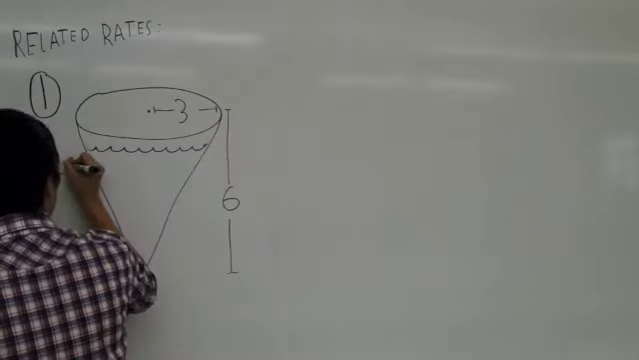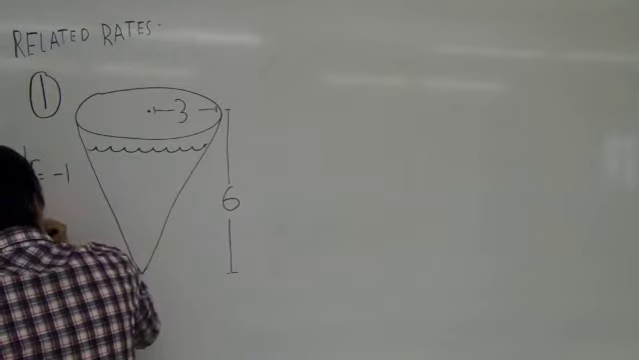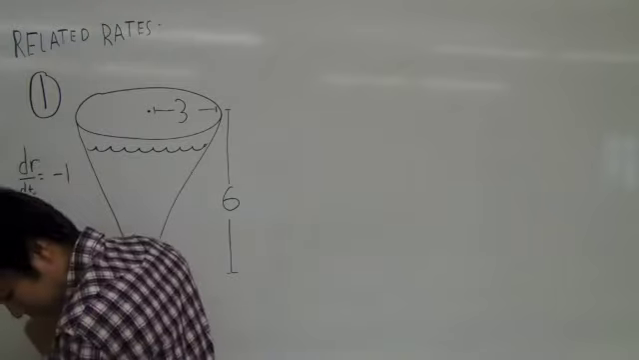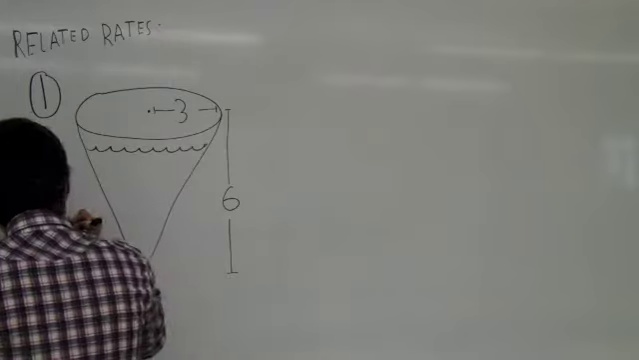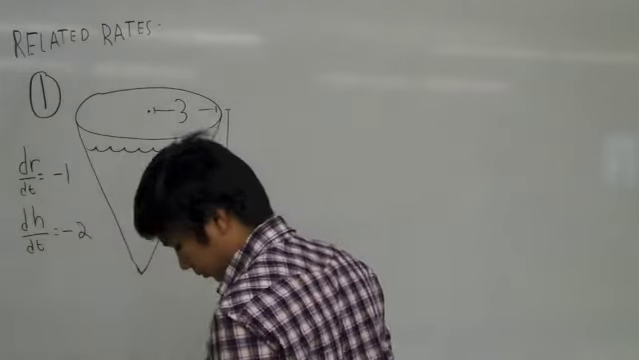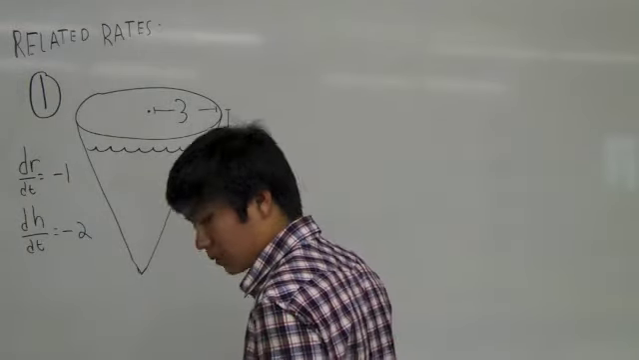However, the radius of the water in the cup is decreasing at a rate of 1 inch per minute, and the height of the water in the cup is decreasing at a rate of 2 inches per minute. What we'll be looking for is the rate at which the volume of water in the cup is decreasing at this moment when the radius is 3 and the height is 6.